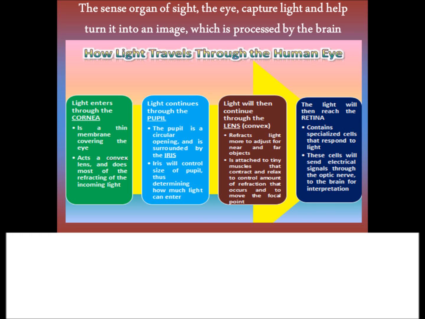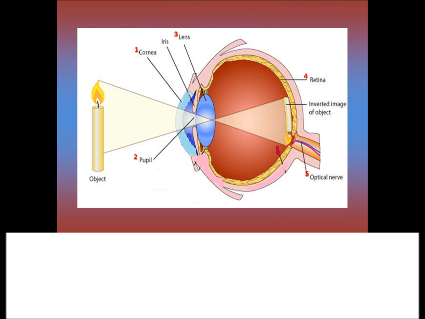So as you can see here, I included a diagram. You can see the object is the candle, and what happens is that light gets emitted from the candle. Remember, the first layer it's going to pass through is the thin membrane known as the cornea, which is going to cause the most refraction of the incoming light. This will cause the light to pass through the pupil, which is the dark opening, and the iris, which is the colored part, is going to adjust the diameter of the pupil.